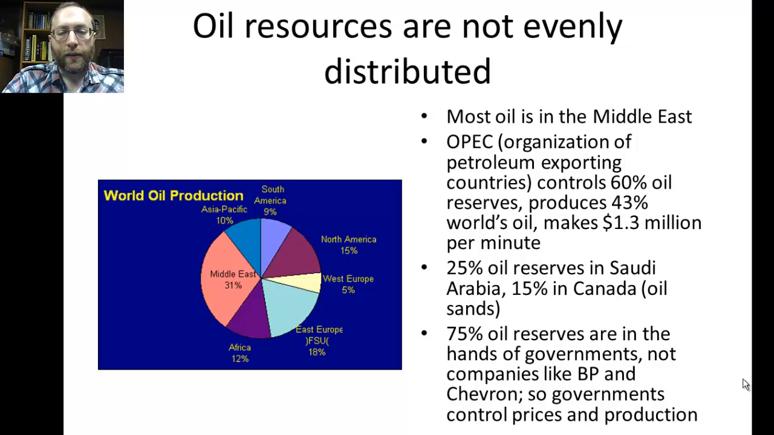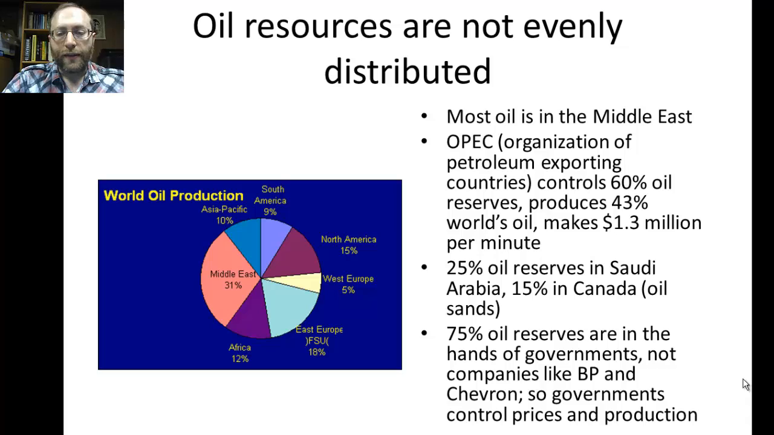One of the countries in OPEC is Saudi Arabia, and they control 25% of the oil reserves. 15% of the oil is in Canada. Those are the oil sands. That 25% and 15% is not the same that you see in production. Those have to do with reserves and not production. That's how much they have in the ground, not how much they're producing. The oil sands in Canada, that's heavy oil, and we'll get into that later in the podcast.